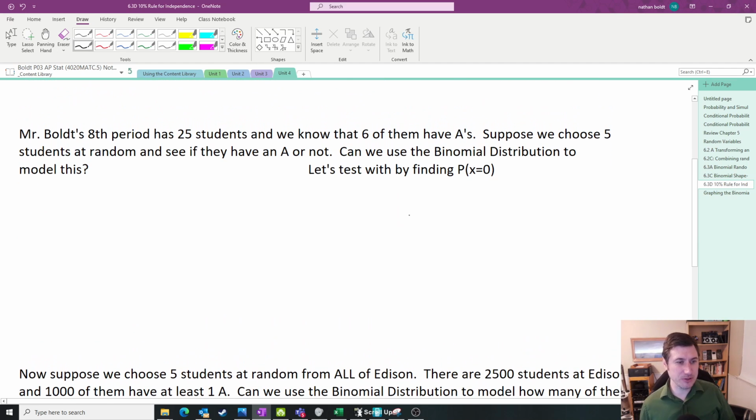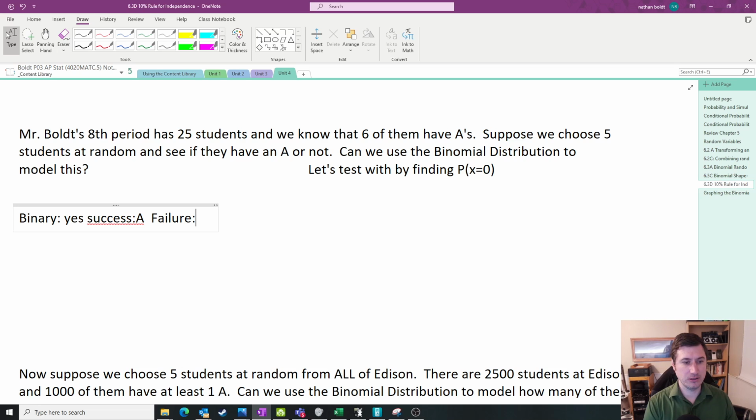Two examples here. Mr. Bolt's 8th period has 25 students, and we know that 6 of them have A's. Suppose we choose 5 students at random and see if they have an A or not. Can we use the binomial distribution to model this? So we have to check BINS. Is it binary? Yes. You either have an A or you don't have an A. So a success is an A, a failure is not an A.